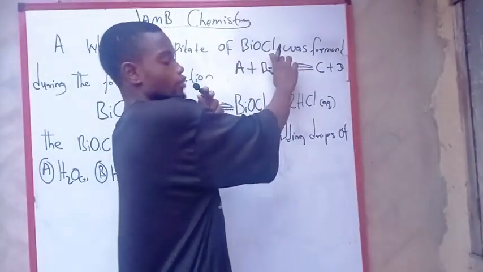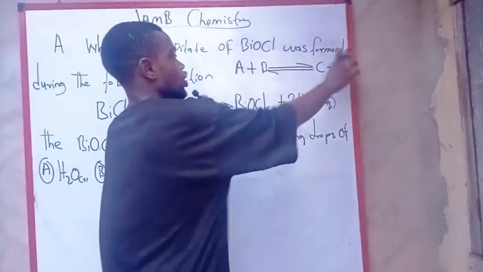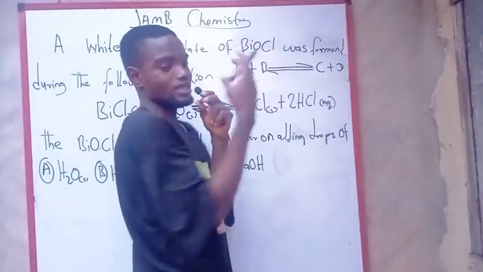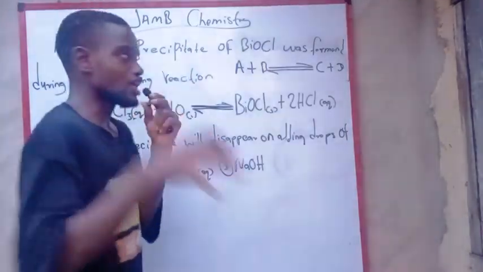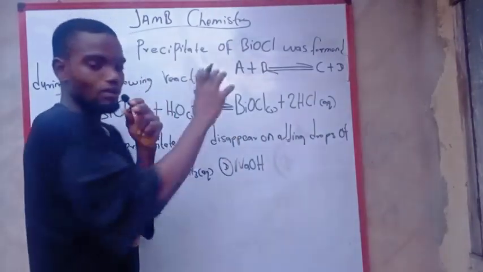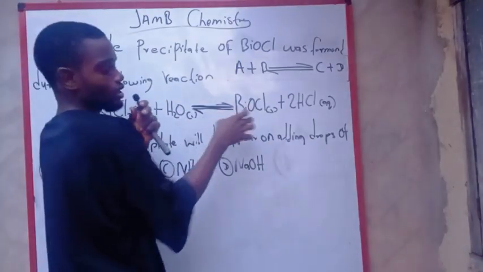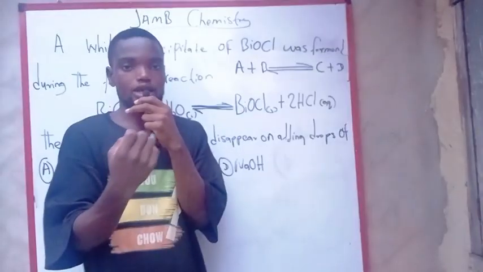Number one is pressure. Number two is temperature. Number three is concentration of any of the substances. And the last one is catalyst. We also have others, but for JAMB, those four are what you should know. Now, this question is talking about concentration, because we want to add something to this particular reaction and see what is going to disappear.